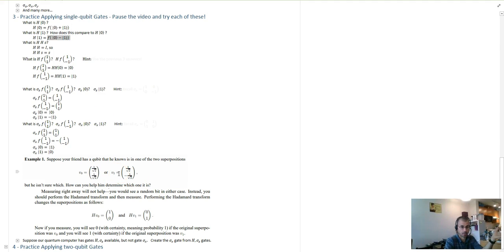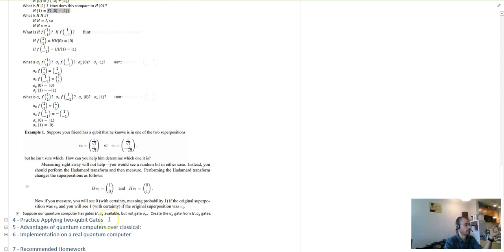We need to apply a Hadamard, which changes this to that and this to that. Now we can measure it, and we can tell whether it was initially this or this by whether it is spin up or spin down after the Hadamard. Yeah, there you go. All right, so a tougher one here.